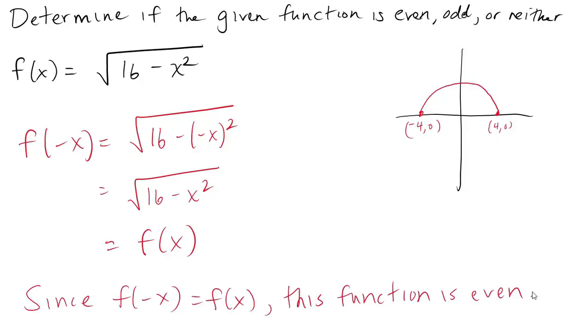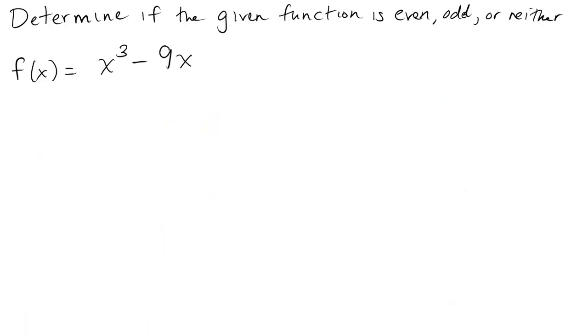And again, we already knew that this function was going to be even because we know what this graph looks like. Let's look at another example, and this time we'll start with a function that we're not as comfortable with. This says determine if the given function is even, odd, or neither, and the function is f of x equals x cubed minus 9x. Now, if this was x cubed minus 9, we'd know exactly what that looks like because that's just a vertical shift of one of our library functions.